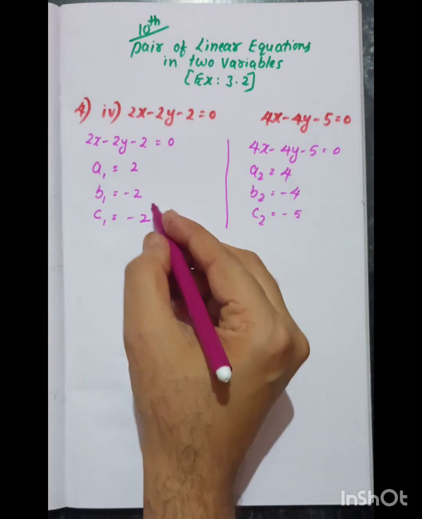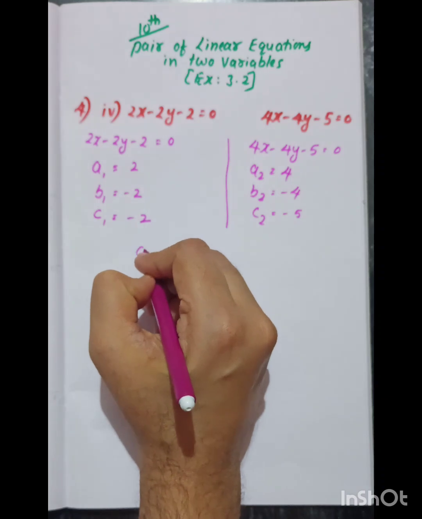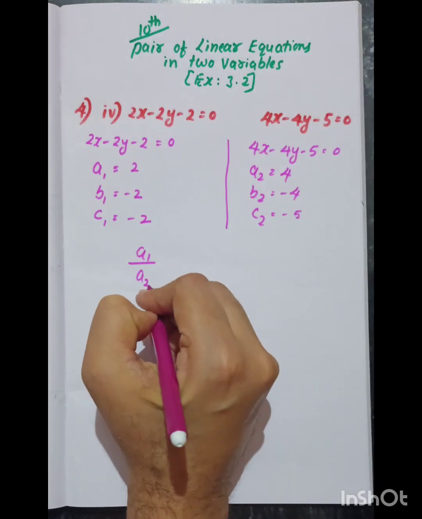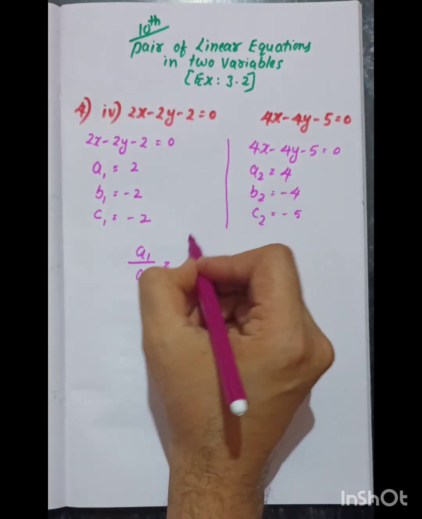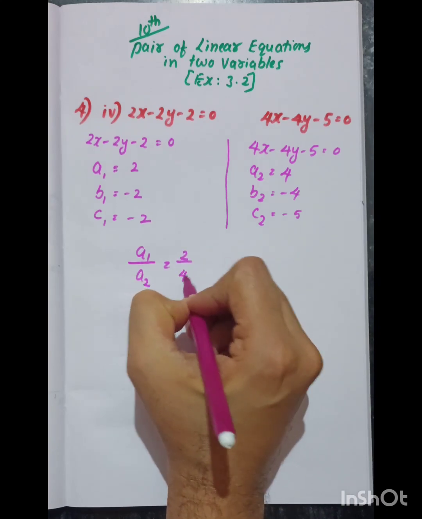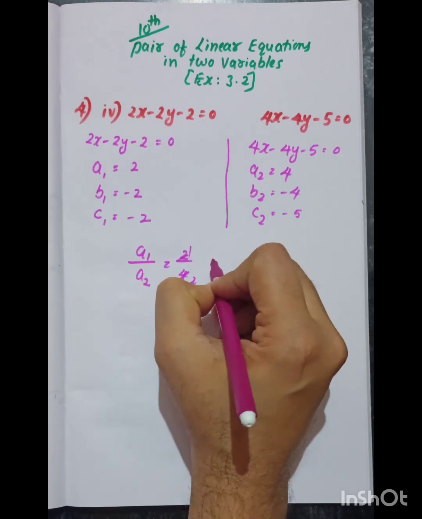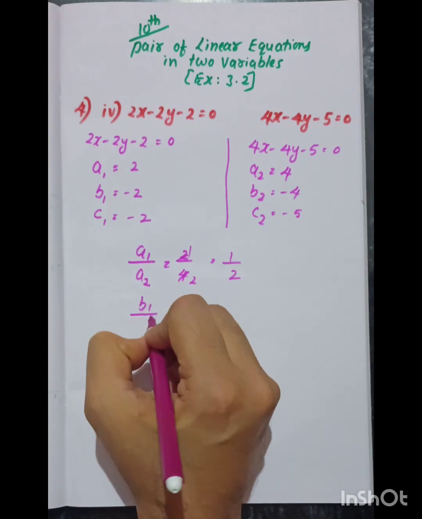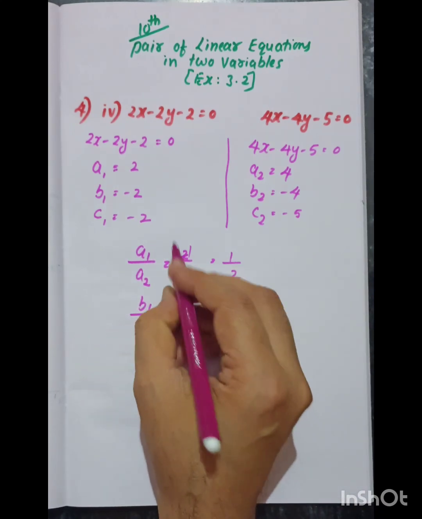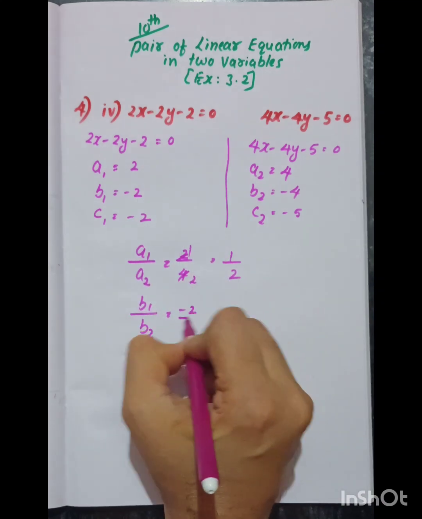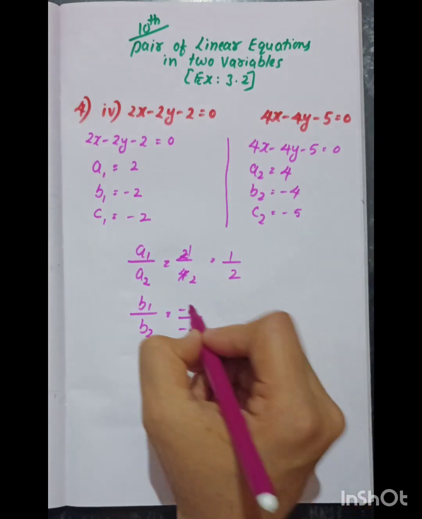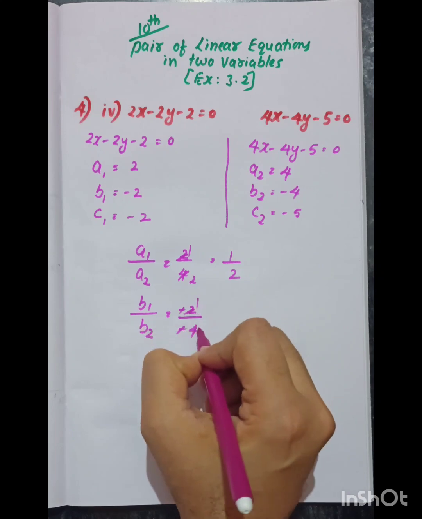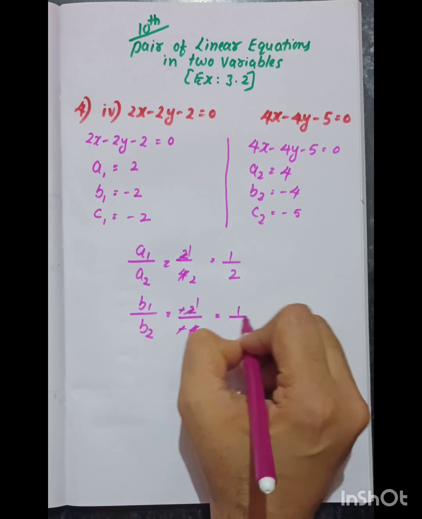Now A1 by A2, that is 2 by 4, 2 ones are 2, 2 twos are 4, that is 1 by 2. B1 by B2, that is minus 2 by minus 4, minus minus get cancelled, 2 ones are 2, 2 twos are 4, it is also 1 by 2.